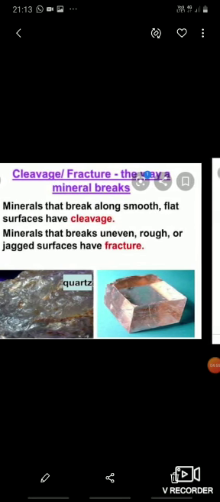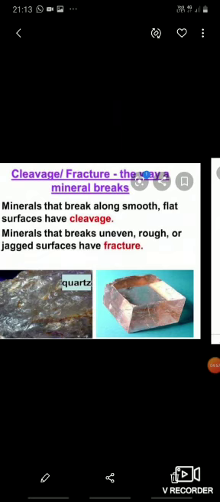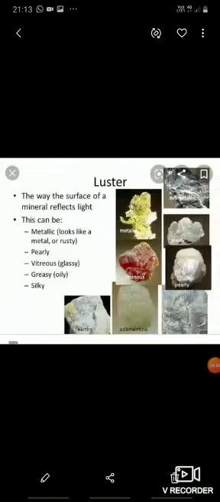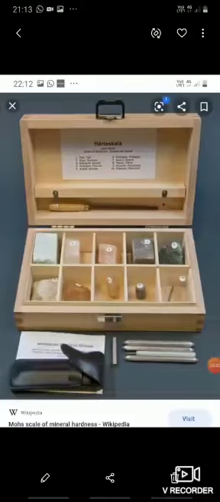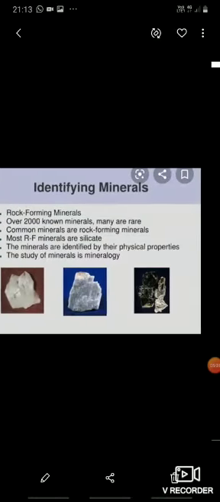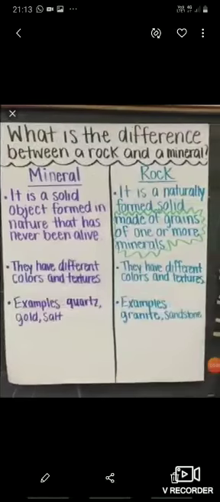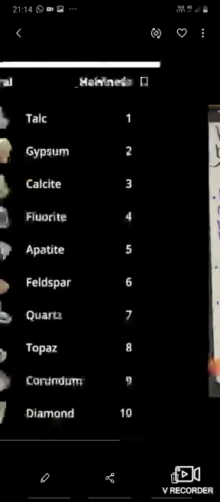Cleavage, we can say, is even, whereas fracture is uneven. These are the major factors. Another factor is specific gravity. Specific gravity is usually measured using instruments in the lab, but by holding the mineral itself we can say whether it has heavy, medium or low specific gravity.